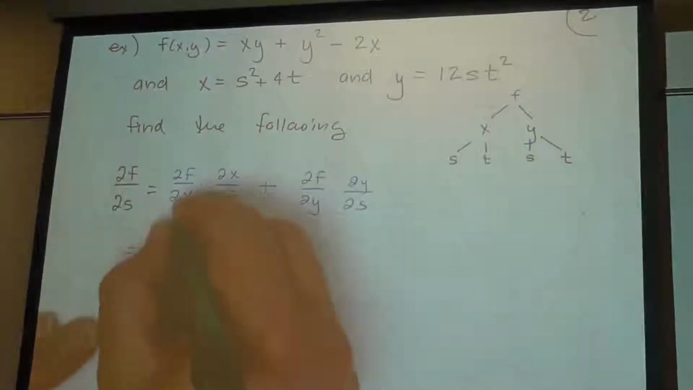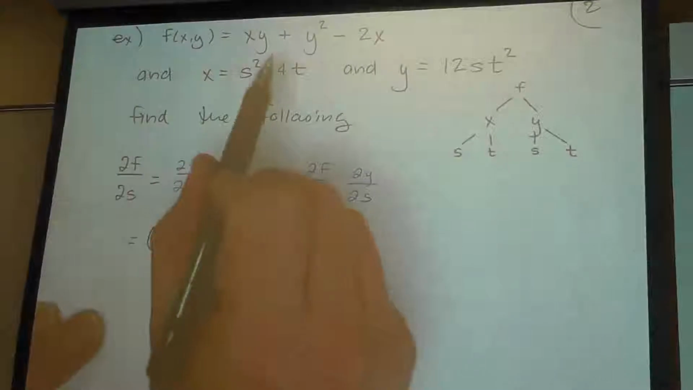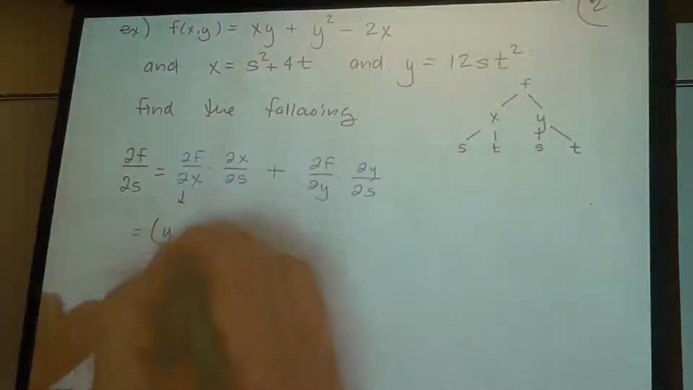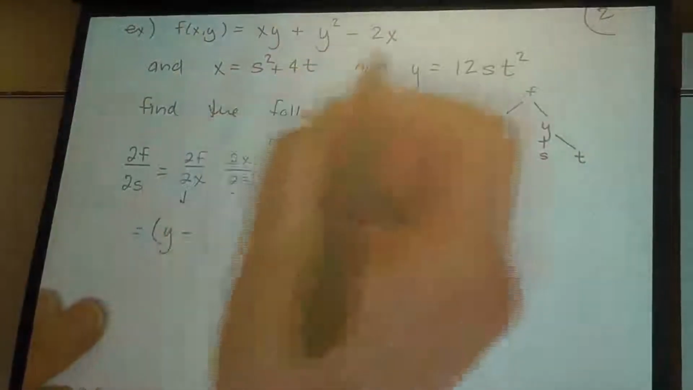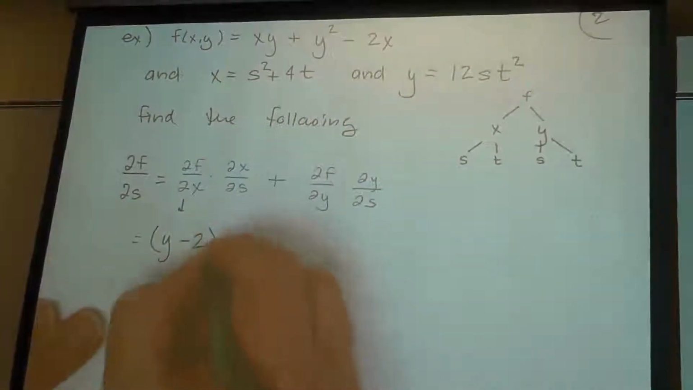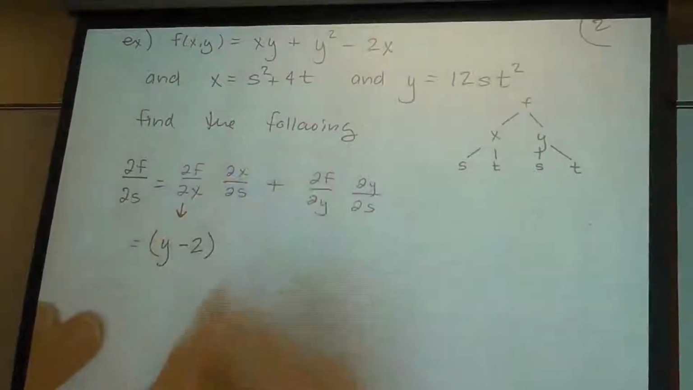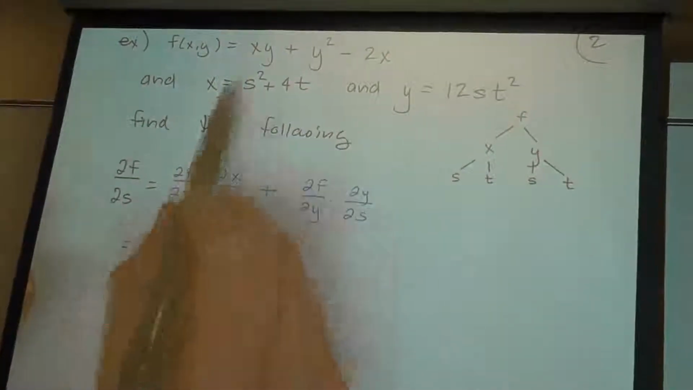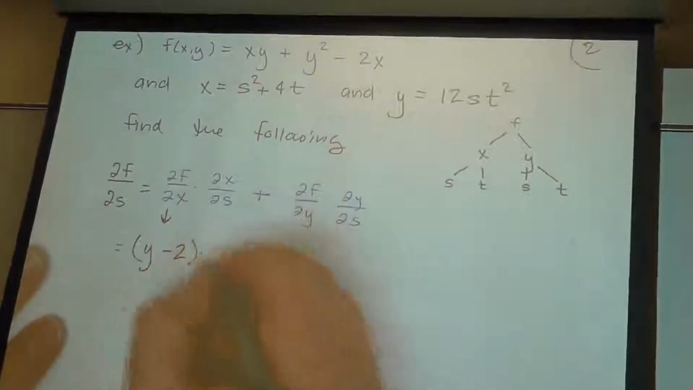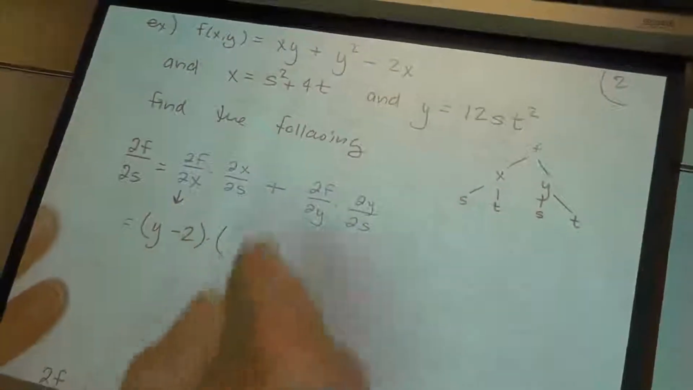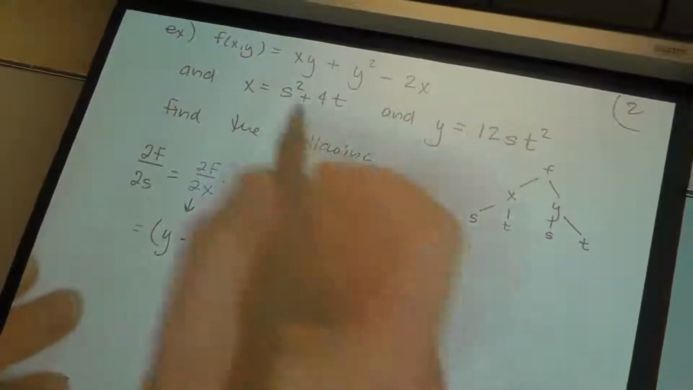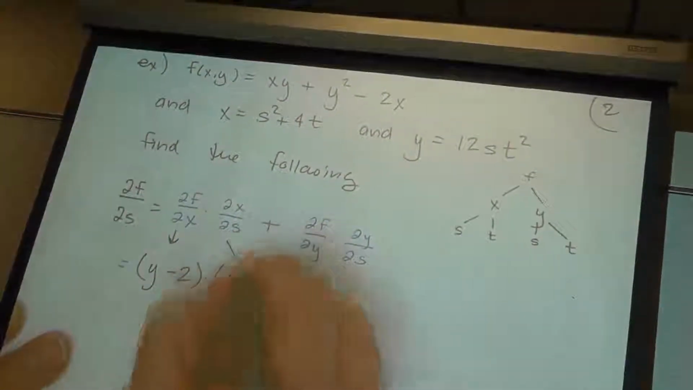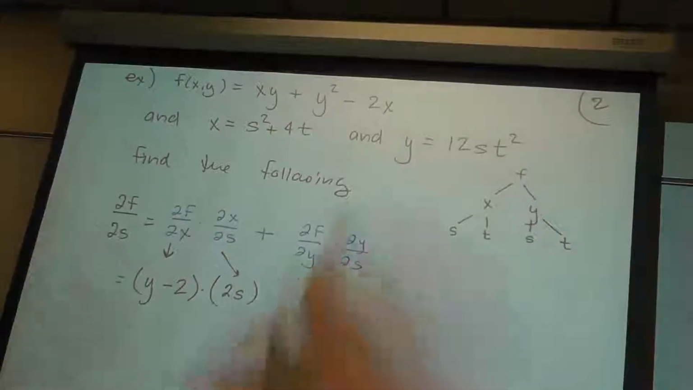So, partial of f with respect to x, go back to the f definition, and f's partial with respect to x gives me y minus 2x, or y minus 2, I'll get it right eventually. So everybody see where I got that from, y minus 2. Partial of f with respect to x, and then times partial of x with respect to s. That's going to give me times 2s. And that completes that first part of it.